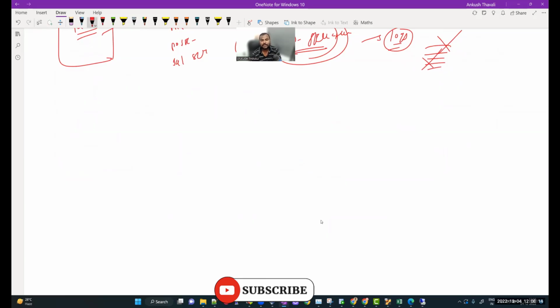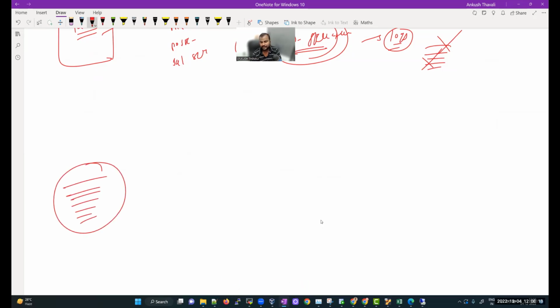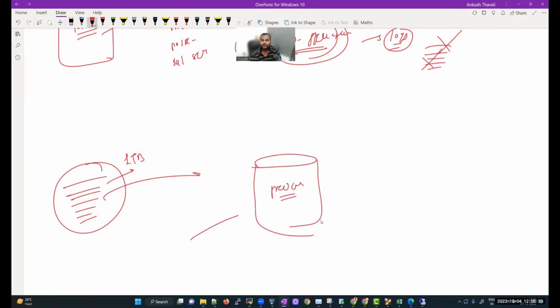Now what happened? Let's take an example. I'll tell you one example. Let's say I have a huge amount of data. Initially you consider that this data is of size 1 terabyte. So I'm considering that there was a system which was taking that data and processing it. Let's say there is one single machine which is processing this data.